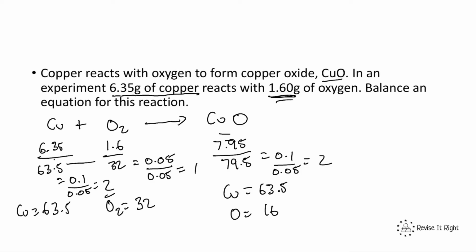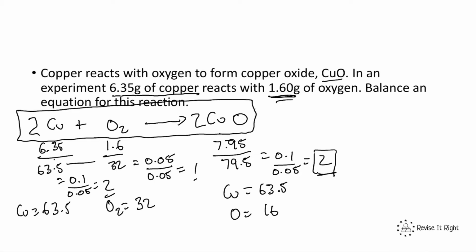So that means that 2 moles of copper, and we put 2 there, reacts with 1 mole of oxygen. Now, because it's 1, we don't put a 1 in front, to form 2 moles of copper oxide. So we're going to put that there. And again, that is our balanced equation there. Okay, so that's how we balance the equation. That is now done. We've got all the marks for that.